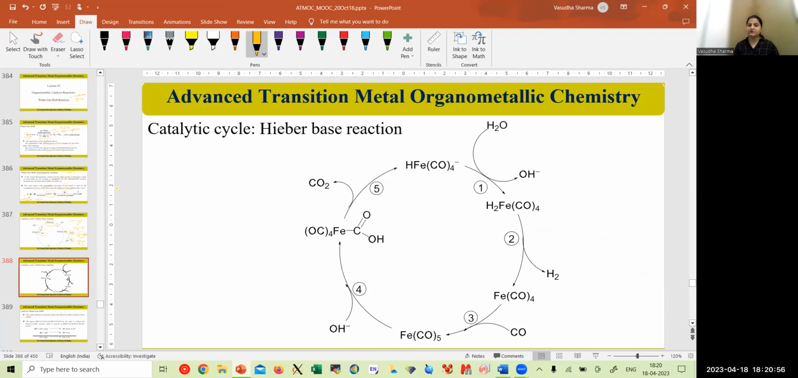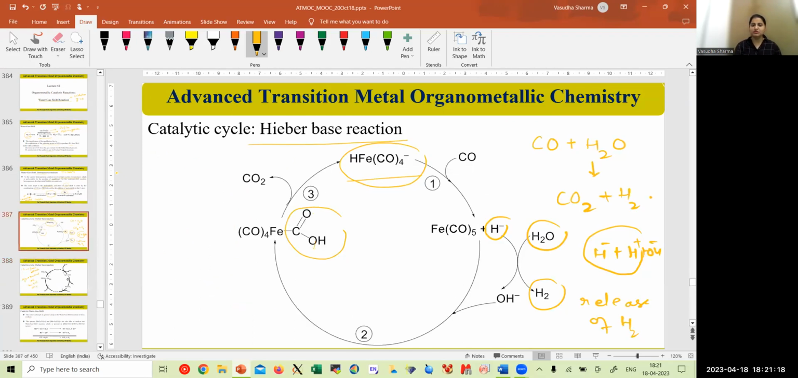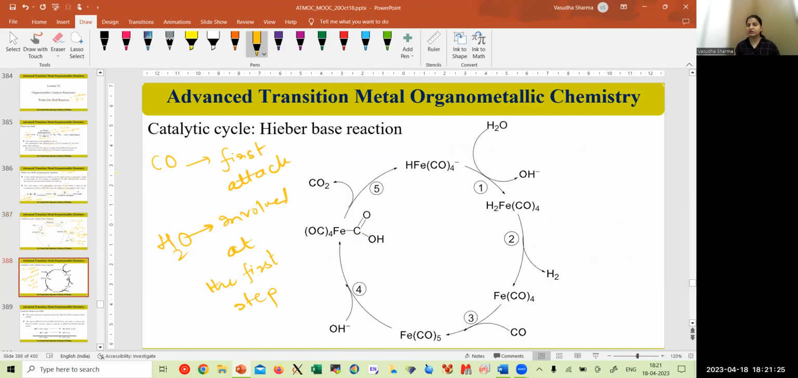Another possibility: at the start, there could be two possibilities. Firstly, the first attack is of carbon monoxide. Or the second possibility is that water is involved at the first step. Earlier we saw that carbon monoxide coordination was the first step. But here the water is releasing your hydroxide.